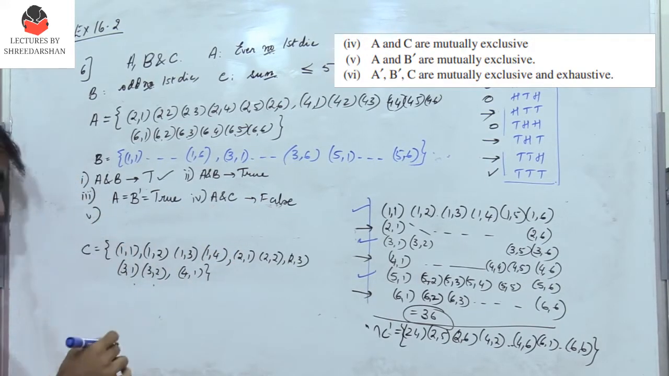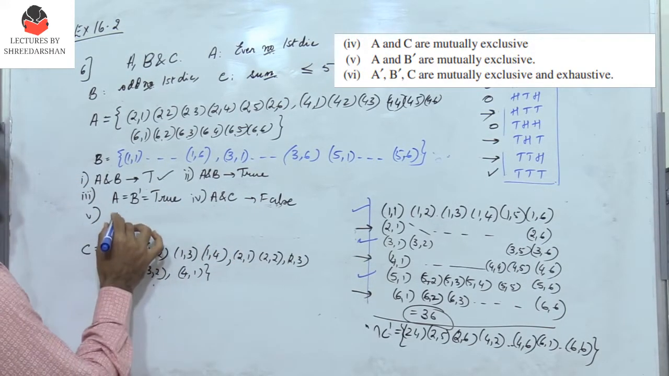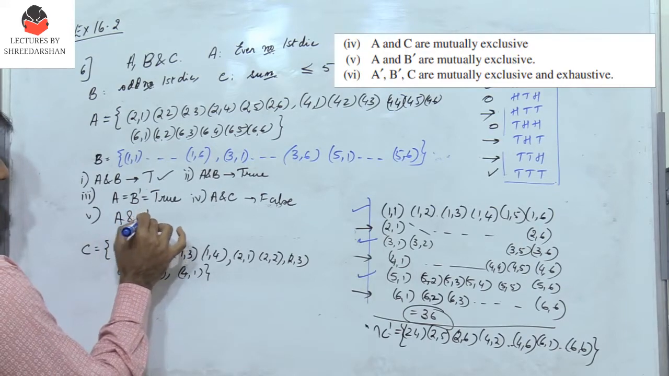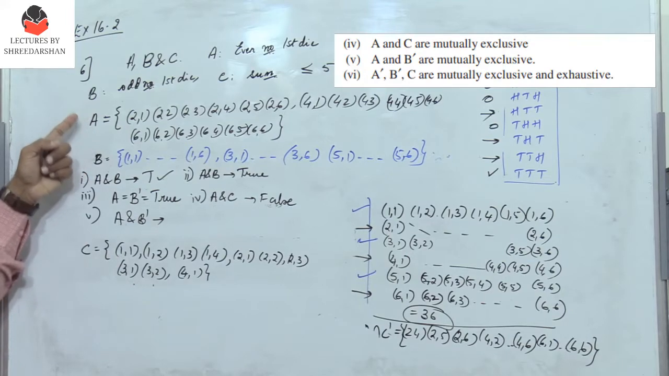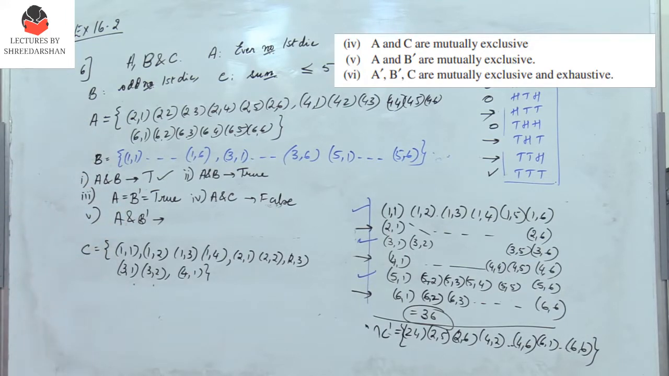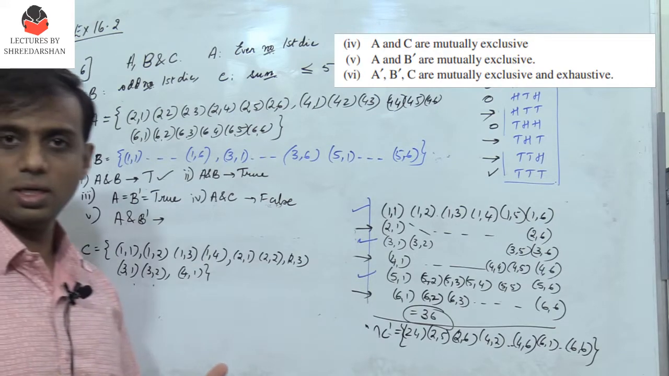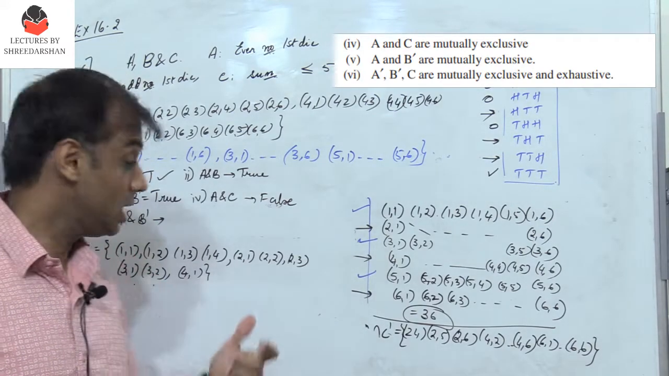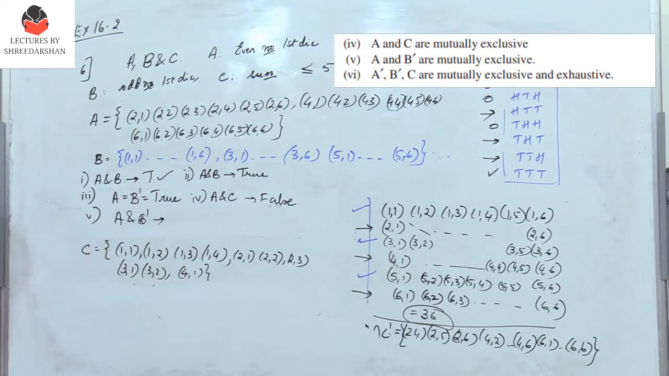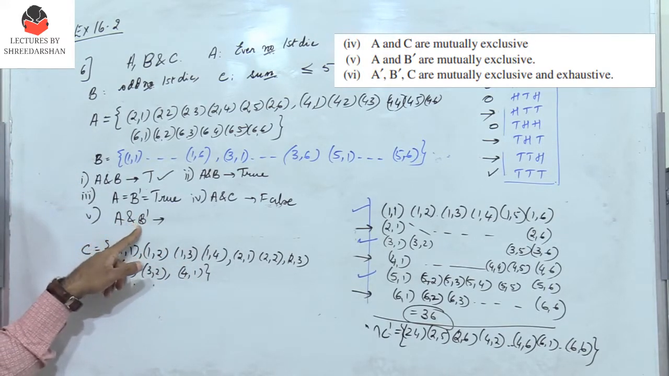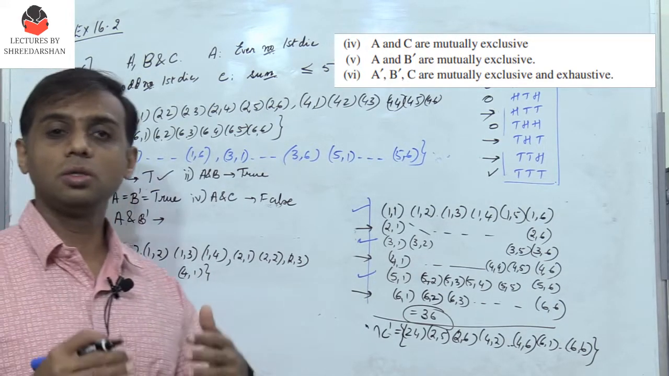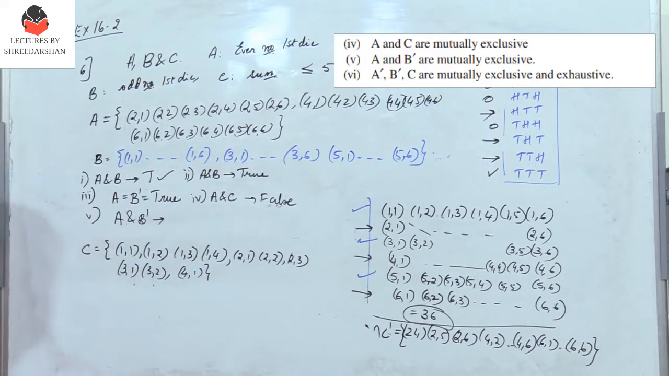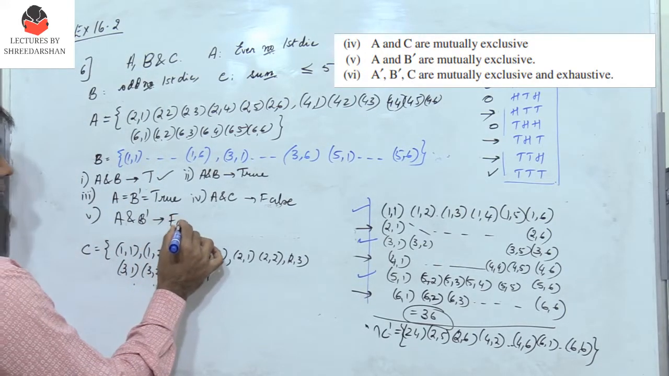Next, fifth one, A and B dash are mutually exclusive. Now, B dash is nothing but A itself. We have just seen that. How can A and A be mutually exclusive? Because you would have the elements which are common, right? A and B dash are one and the same. So A and B dash meaning A and A itself. They cannot be mutually exclusive because we are referring to two events which are the same. So this again is a false statement.